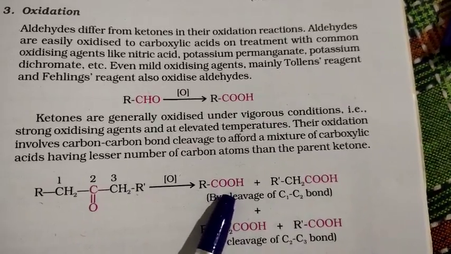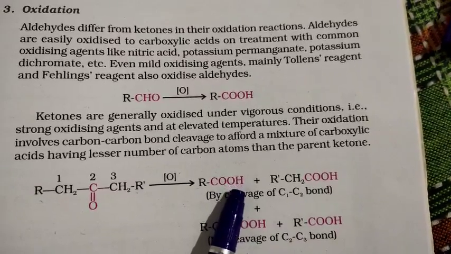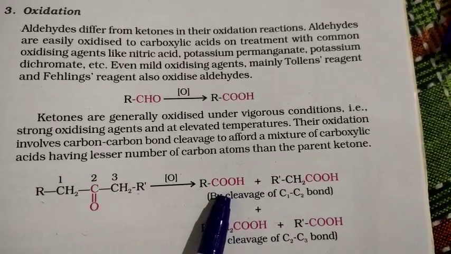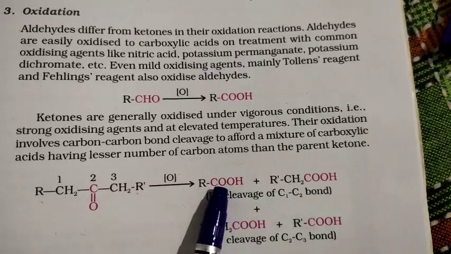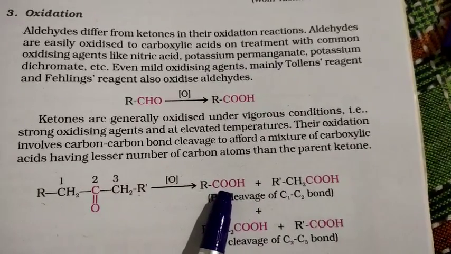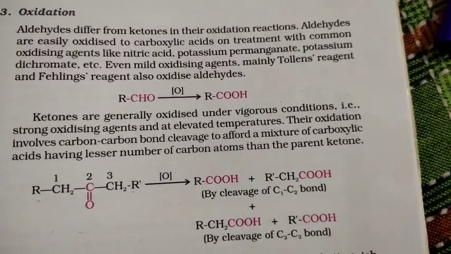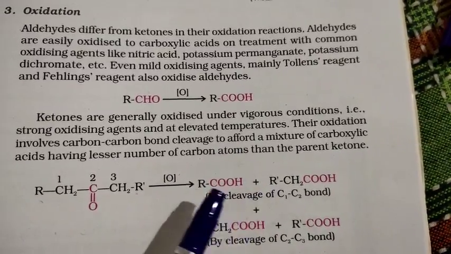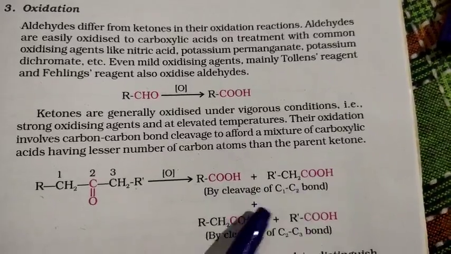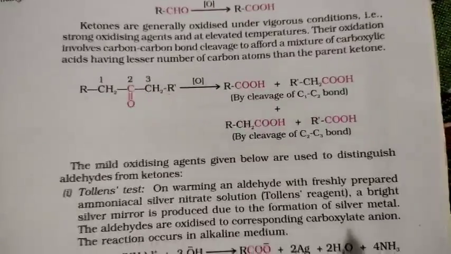But in the product side, if you see the carboxylic acid, which is the oxidation product, you can see here the carbon atoms has changed. It has become less because you are breaking the carbon-carbon chains here. So the carbon atom is becoming less here. This thing you have to keep in mind.